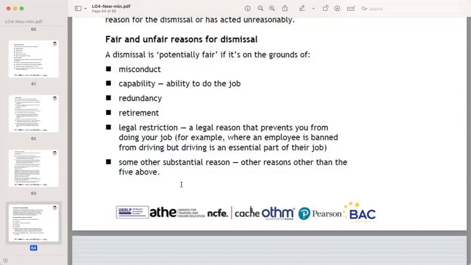So additionally, some other substantial reason beyond the mentioned five categories may also be deemed a potentially fair ground for dismissal. This encompasses situations where the reason for dismissal falls outside the conventional categories, but is still considered justifiable.